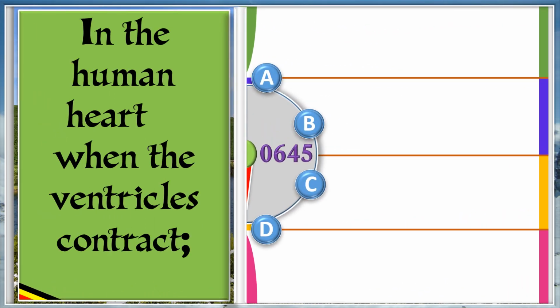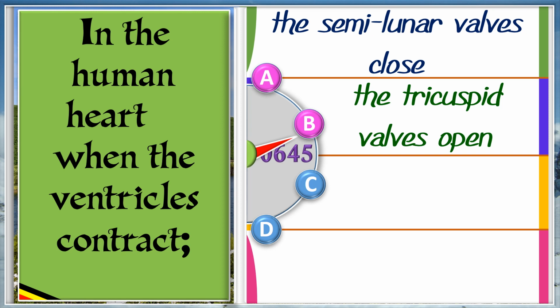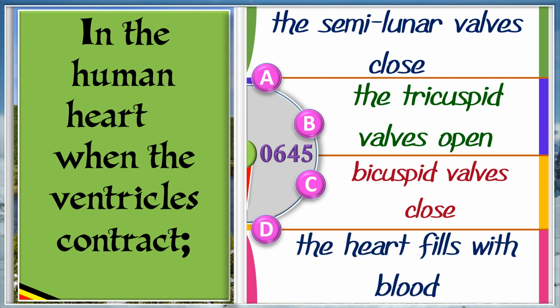In the human heart, when the ventricles contract, A. The semi-lunar valves close. B. The tricuspid valve opens. C. Bicuspid valve closes. D. The heart fills with blood. And the answer is C. Bicuspid valves close.